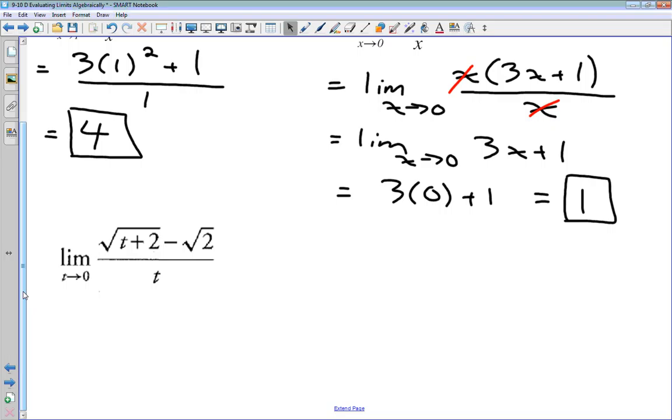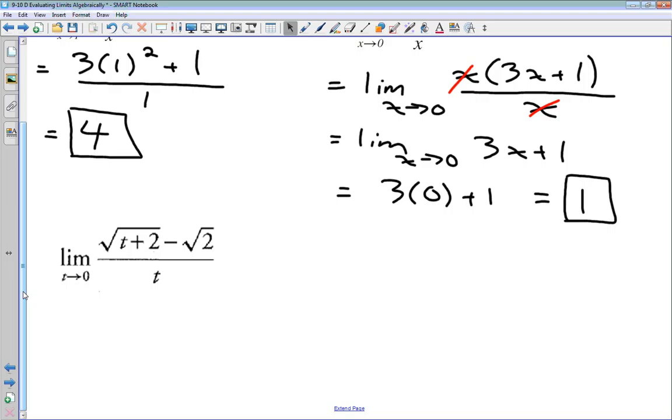Well, first thing I would try is substitution first. Substitution isn't going to work because we've got that t down in the denominator, and I'll end up dividing by 0. Next up is trying to factor. Factoring, I don't even know how you would factor this thing. Those square roots are going to give you a lot of trouble. So anytime you see square roots, I think you're going to want to use either rationalizing or multiply by the conjugate. And this is an example where you're going to multiply by the conjugate.